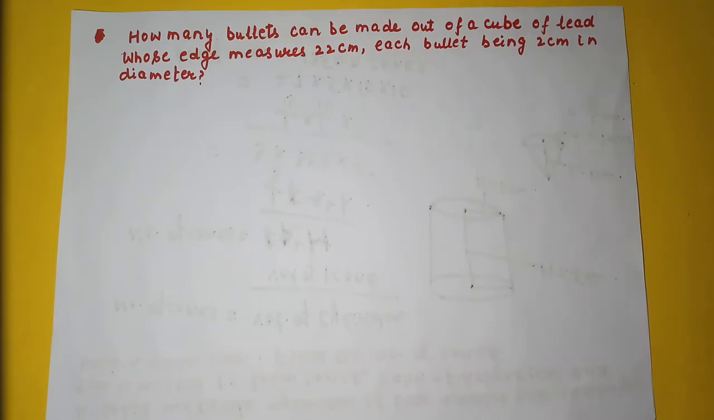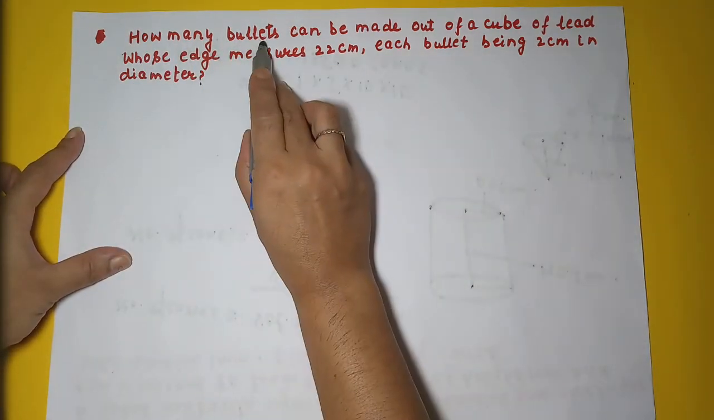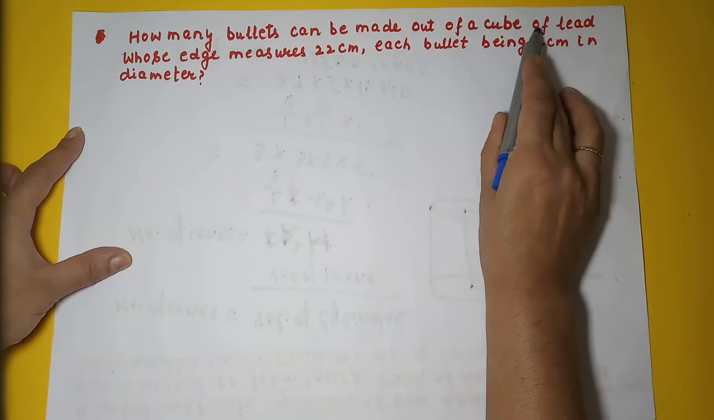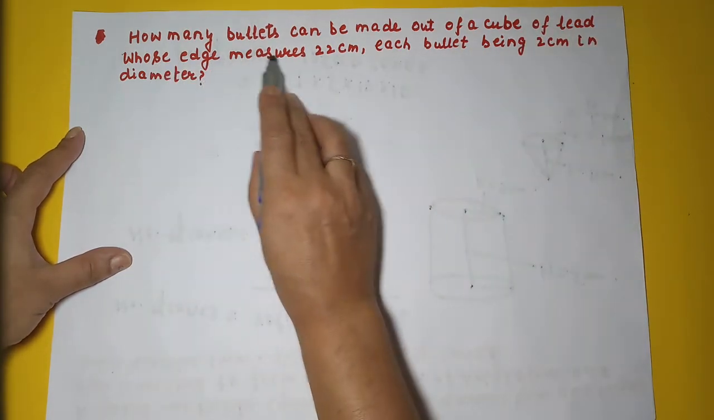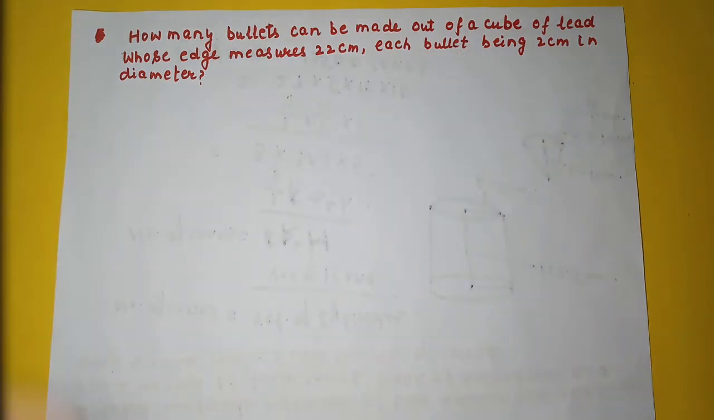In this video, we are going to continue with the spheres. Now, the question that's given to us is how many bullets can be made out of a cube of lead whose edge measures 22 centimeters, each bullet being 2 centimeter in diameter.